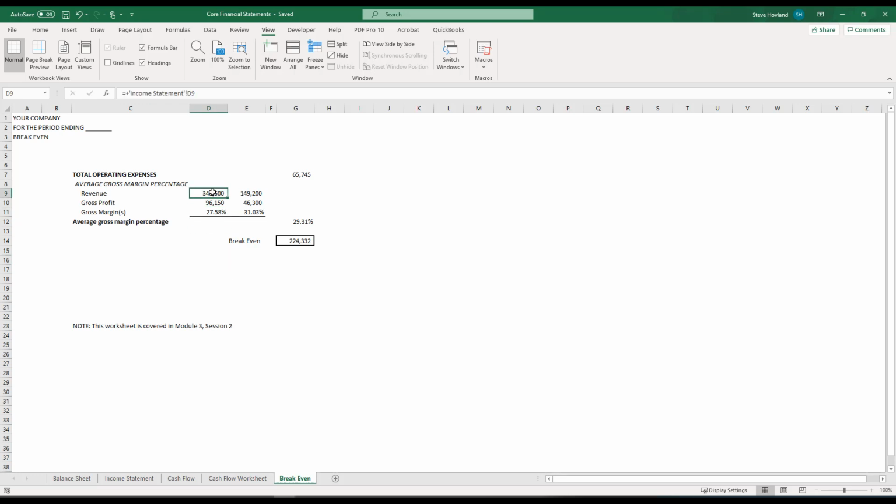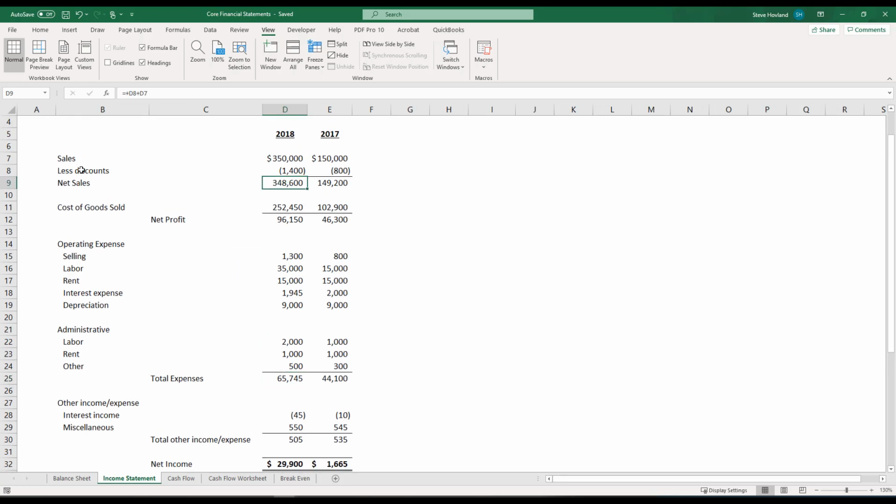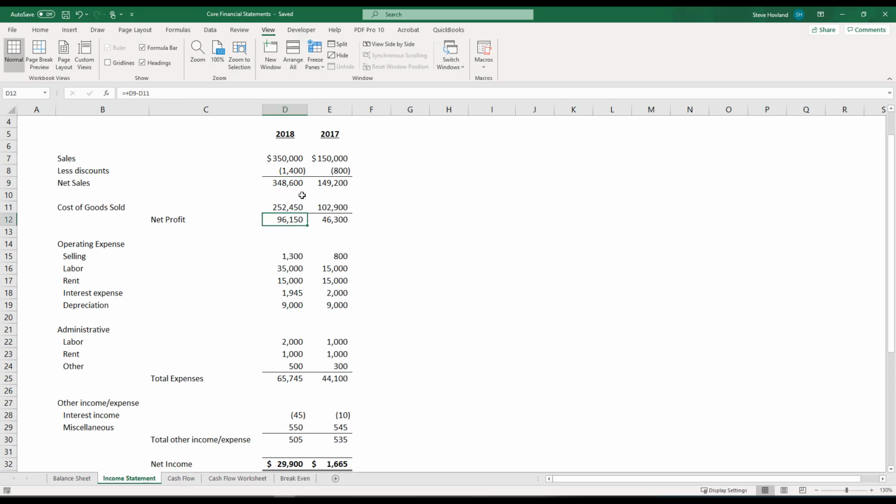So here we go. Here's our revenue, 348,600, and I took the net, so I netted out the discounts, because sometimes you won't have these numbers broken out, you just have them netted in there. So I just said, okay, let's just take the net sales number. Same thing here from the prior year. Here's our gross profit. Come back over here. There's our gross profit. There's our gross profit.